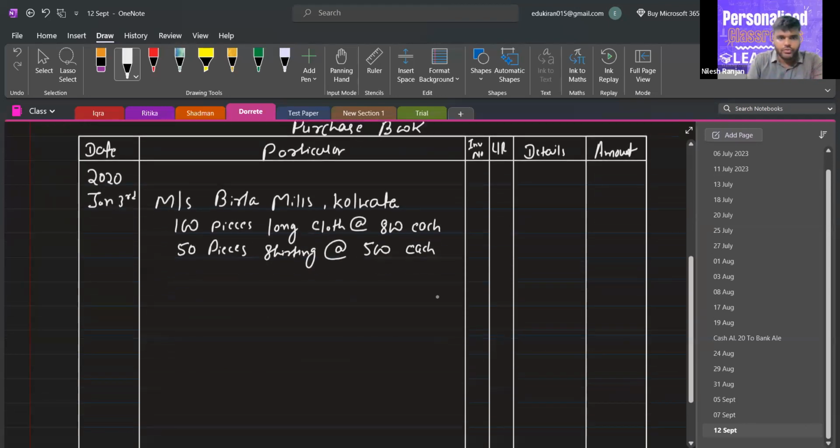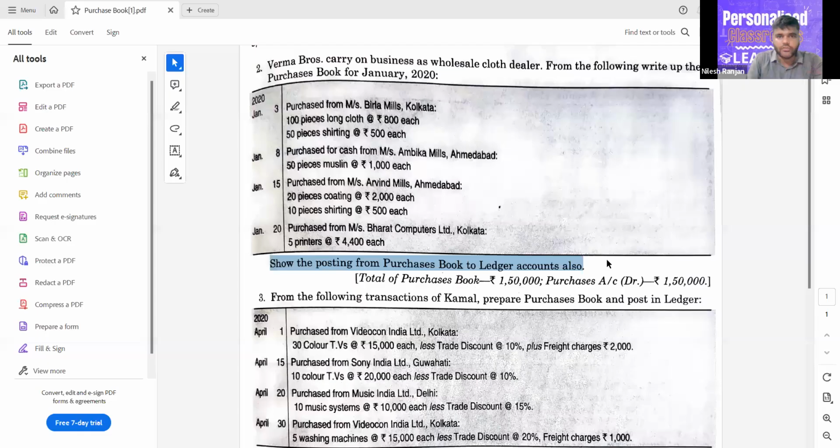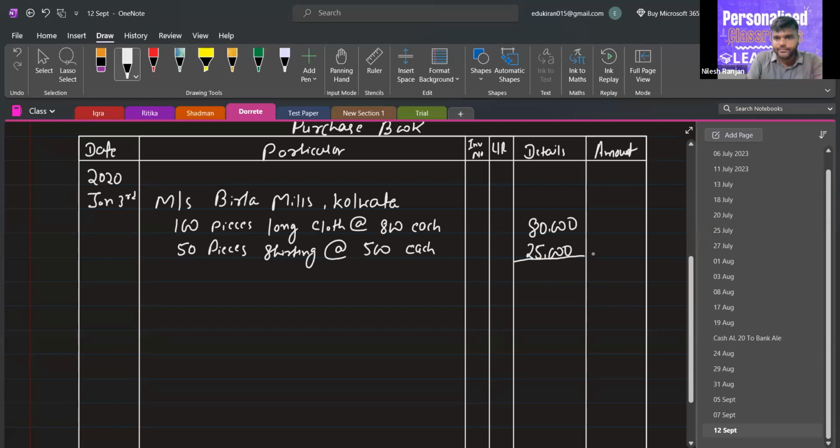Okay, so 800 into 100 will be 80,000. And then 500 into 50 is 25,000. So the total is 1,05,000.